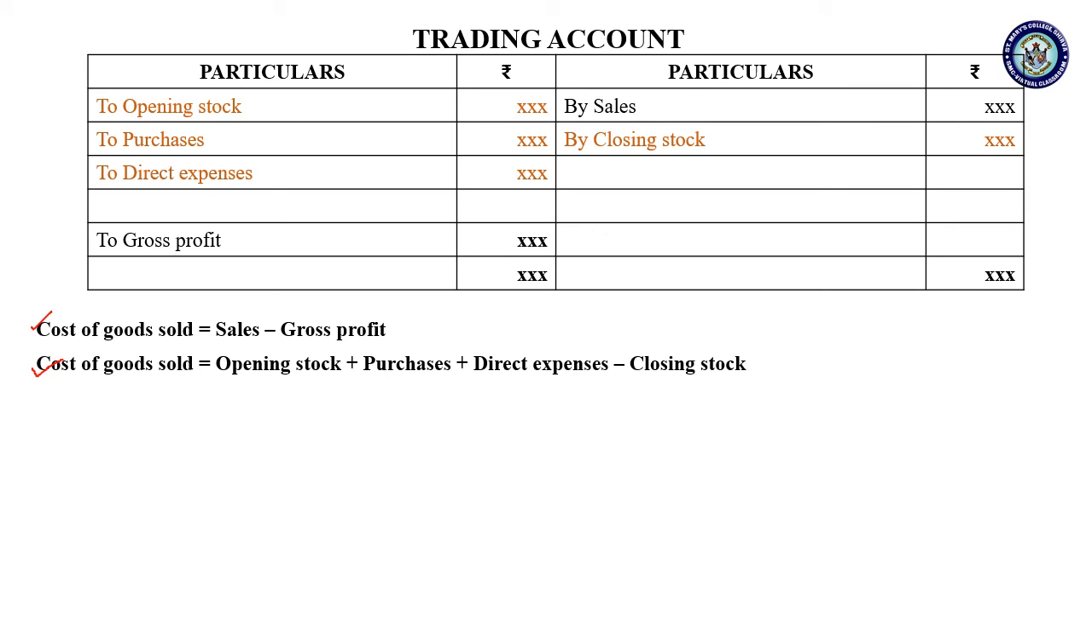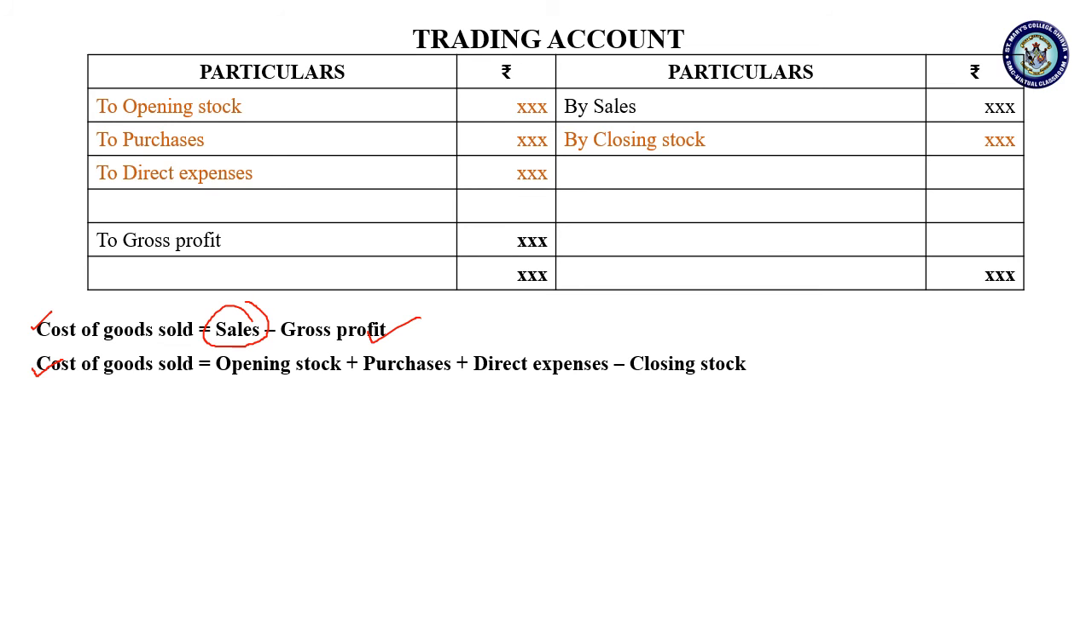So cost of goods sold is equal to sales minus gross profit, or cost of goods sold is equal to opening stock plus purchases plus direct expenses minus closing stock. Now we have to find the total sale. So we have to apply formula number 1, because in this formula you find the total sale.